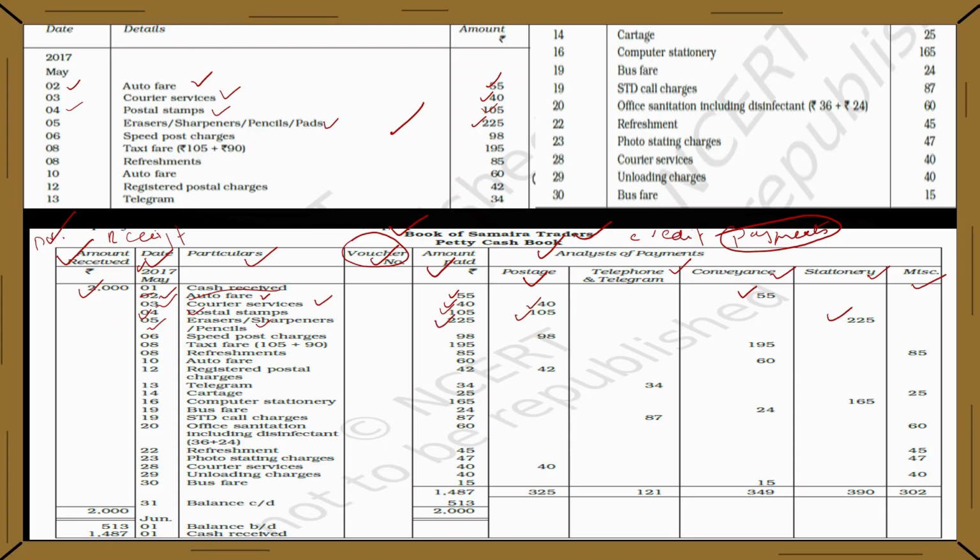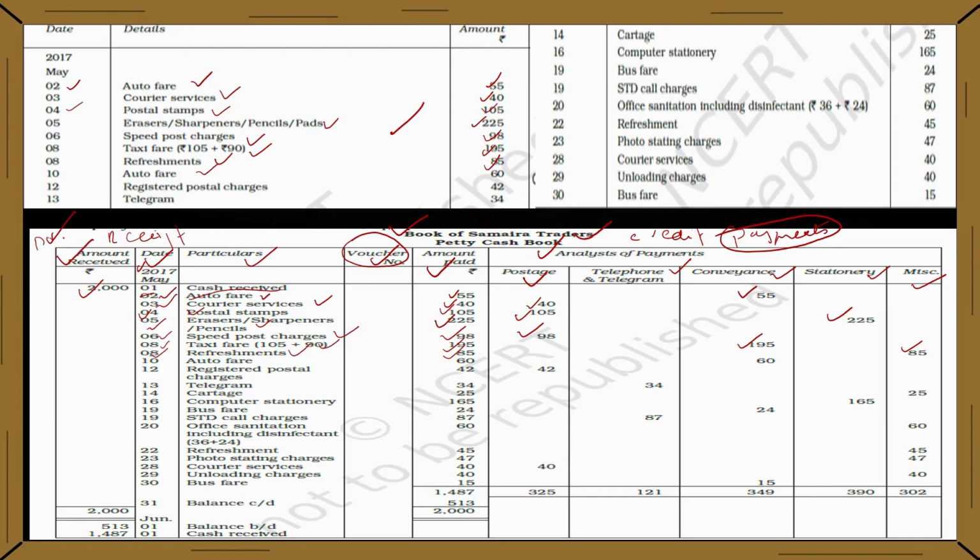Next, erasers, sharpeners, pencils, pads 225. Date, erasers, sharpeners, pencils, pads under particulars column, 225, it will go under stationery. Next is speed post charges of rupees 98. Fill the date column, under the particulars write speed post charges 98, it will go under postage. Next, taxi fare of rupees 195. Fill the date column, particulars taxi fare, amount is 195, it will go under conveyance.